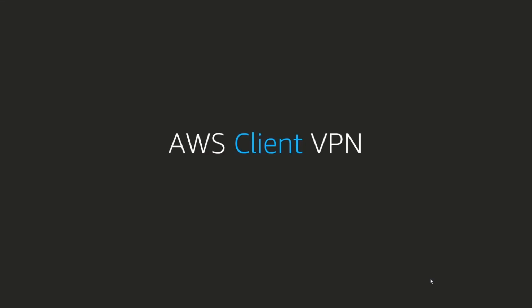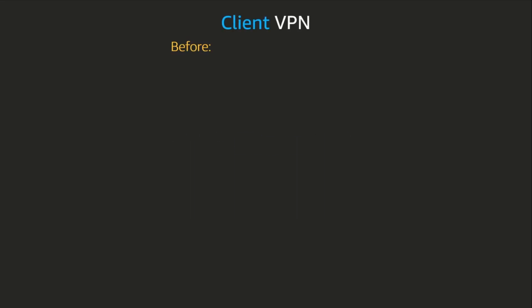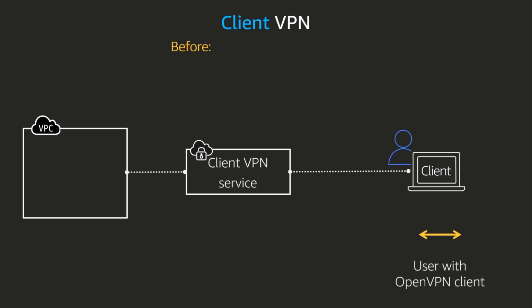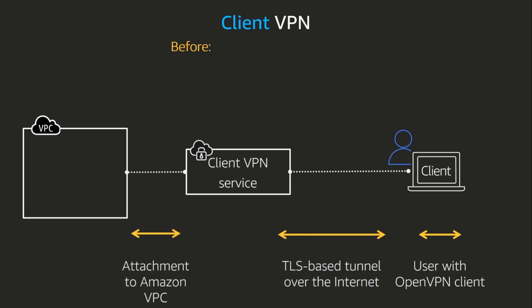Okay, let's talk about AWS Client VPN. Client VPN is where we built a client VPN service to allow you to have a client on a laptop or similar, which can connect through to this service, and then we can drop that connectivity through to an Amazon VPC. So we've got a user here using an OpenVPN client. We've then got a TLS-based tunnel over the internet connected to the client VPN service, and then we attach that client VPN service through to an Amazon VPC.